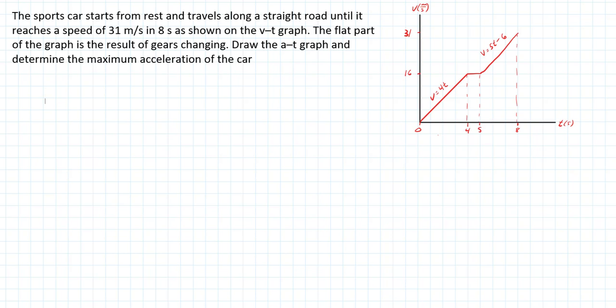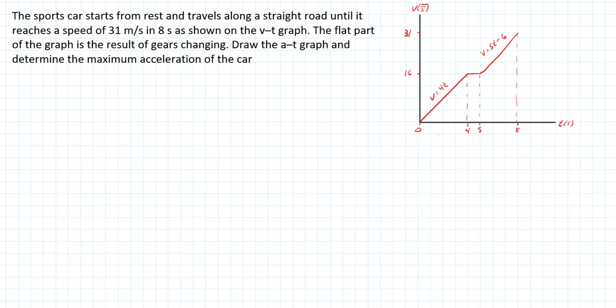Let's look at another problem here. A sports car starts from rest and travels along a straight road until it reaches a speed of 31 meters per second in 8 seconds, as shown in the velocity versus time graph. The flat part of the graph can be attributed to the result of gears changing. We want to draw an acceleration versus time graph and determine the maximum acceleration of the car.